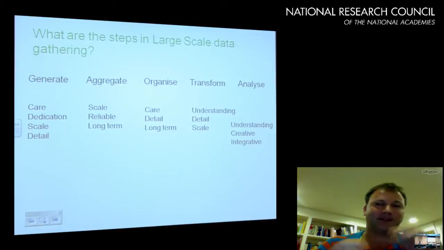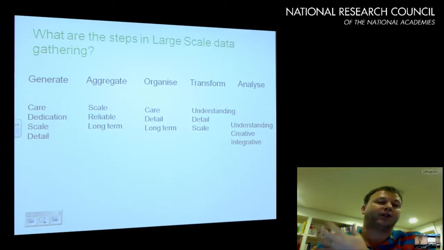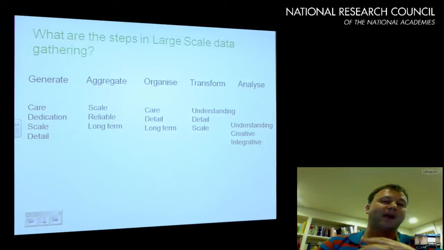It should say, what are the steps in large-scale data gathering? And you can see here that there's a series of steps: generate, aggregate, organize, transform, analyze. And what I've put beneath them are a series of adjectives. And those adjectives are the things that I think are most important in those different areas. And you can see some adjectives are the same, for example, detail, but there's some adjectives which are very different, like dedication, scalability. It happens only in some of them, and only in analysis do we really get this creative kind of aspect as well.